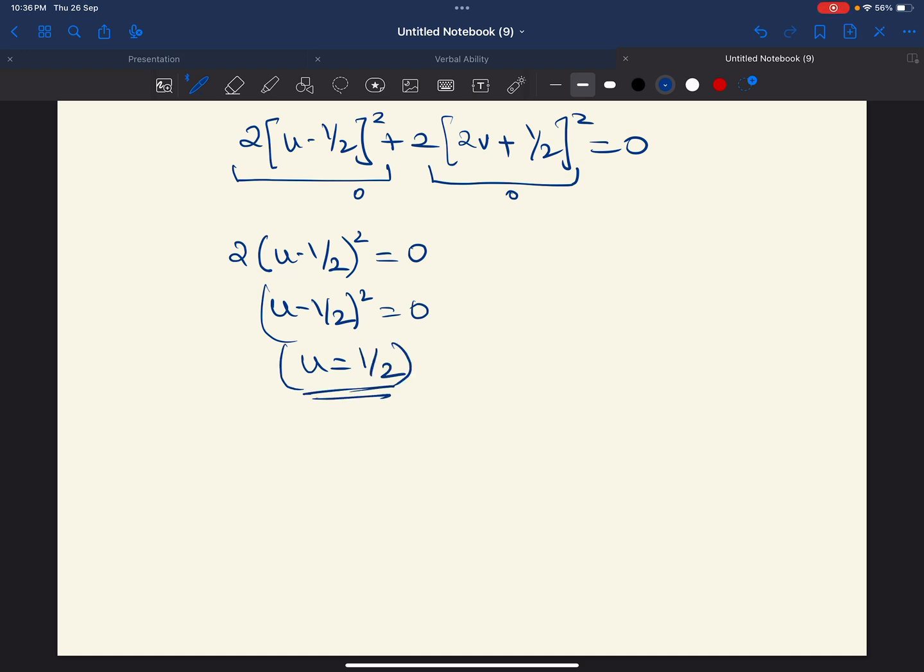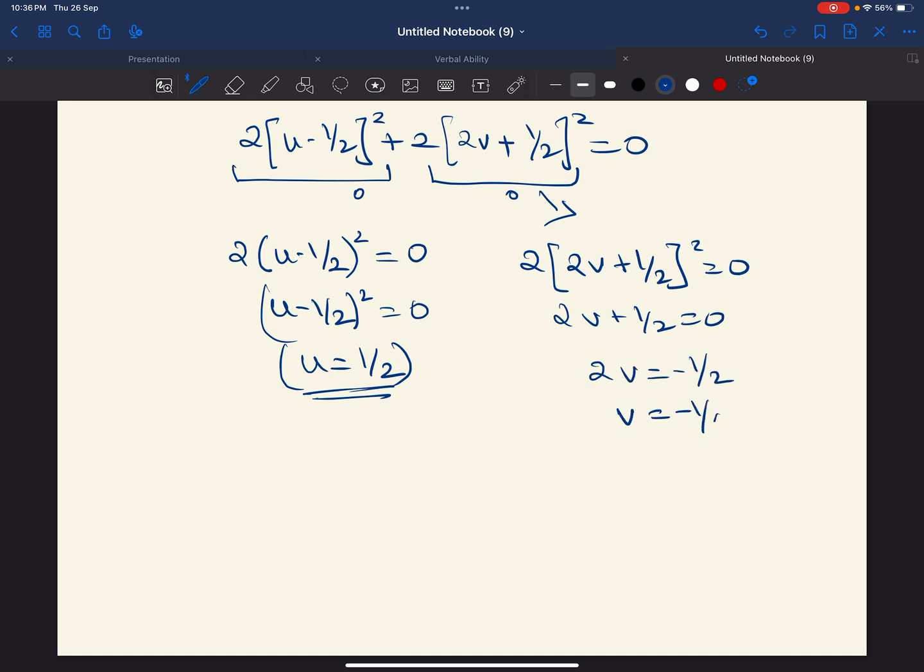This is a quadratic equation with equal and real roots. Again we do the same thing for this. 2 into 2v plus 1 by 2 whole square is 0. So 2v plus 1 by 2 is 0. 2v is equal to minus 1 by 2. V is equal to minus 1 by 4. Now we got u and v.